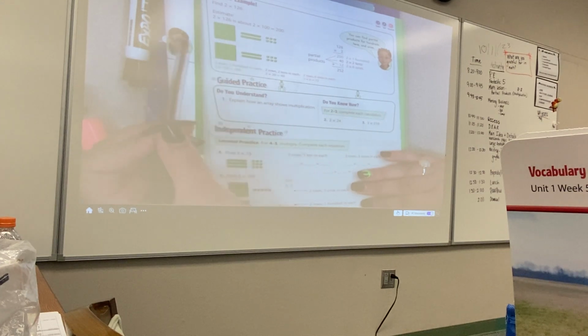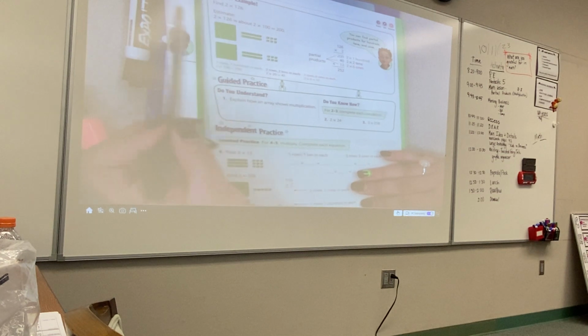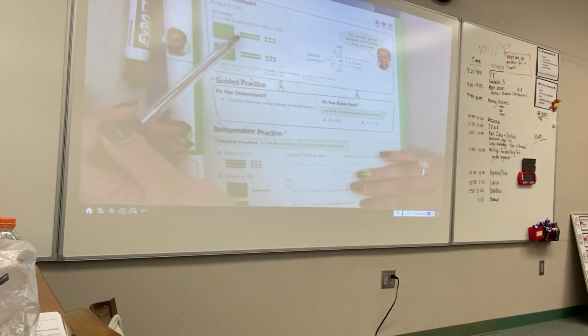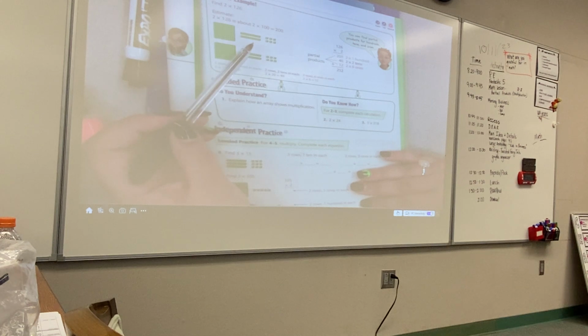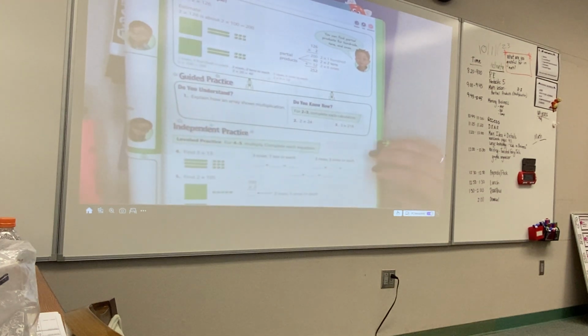And then the array shows 2 rows, 100 in each. That's 100 and that's 100. So there's 200. There are 2 rows that have 10 in each. So that's 2 times 20, and that was 40. And then it has 2 rows that have 6 ones in each. There's 6 here and 6 here. So there's 6 in each row, so there's 12 singles.